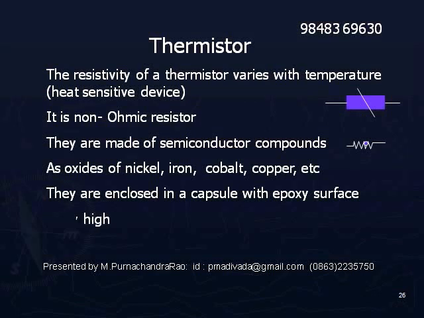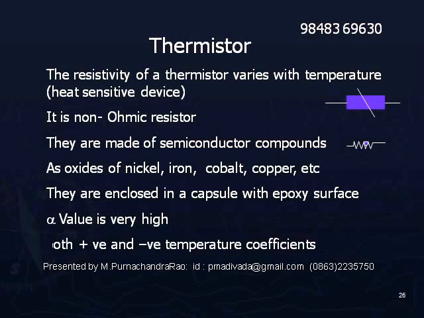Thermistors have a very high alpha value. Their temperature coefficient is very high. That means the variation of resistance is very high with a small change in temperature.